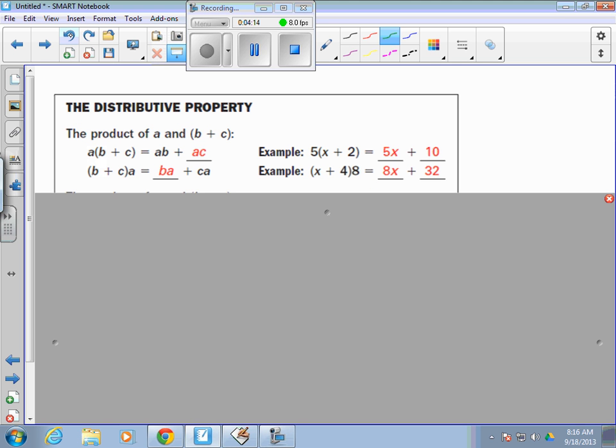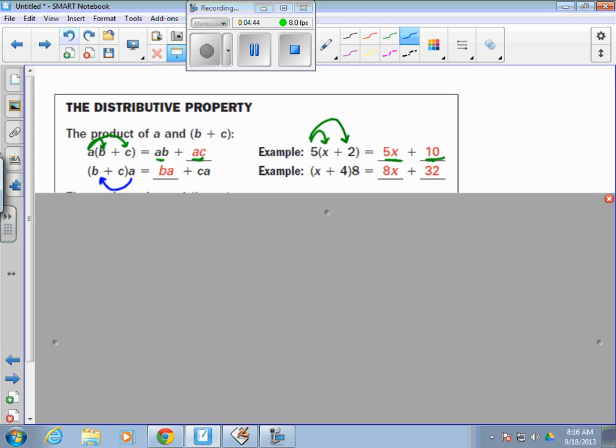The distributive property says find the product of A and B plus C. So this is just like a few minutes ago, but now we're putting numeric values in there. A times B plus C is A times B plus A times C. So the example off to the right, 5 times x is 5x, and 5 times positive 2 is plus 10. You have to do the same thing when it's backwards.